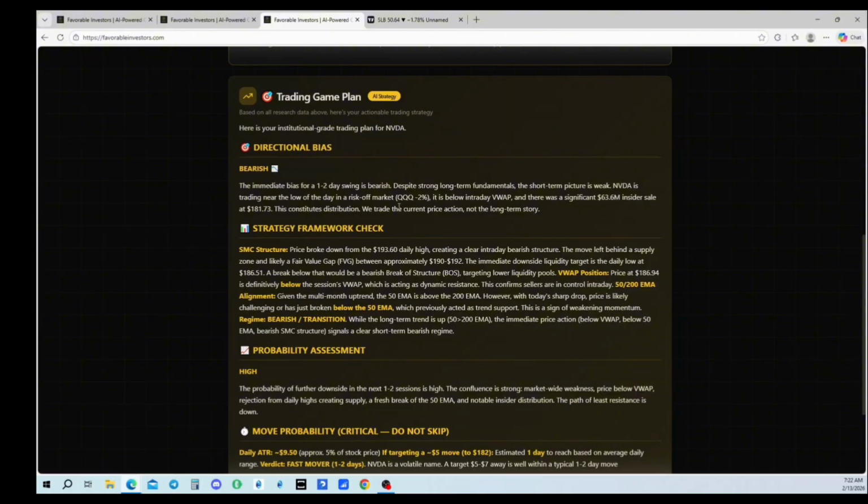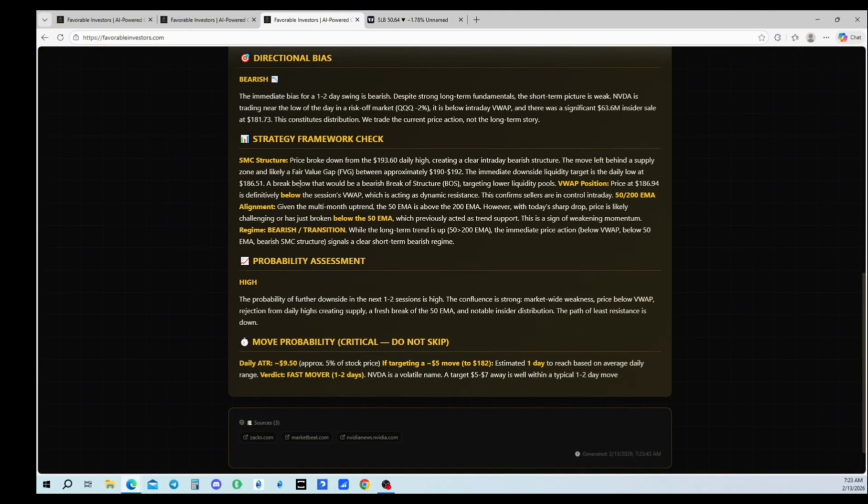Now, you don't have to follow this, of course. You do what you do, but this is just feeding you this bias based off of data and things that you will not normally do research on. This is hedge fund trading floor grade stuff that it is giving you right now.